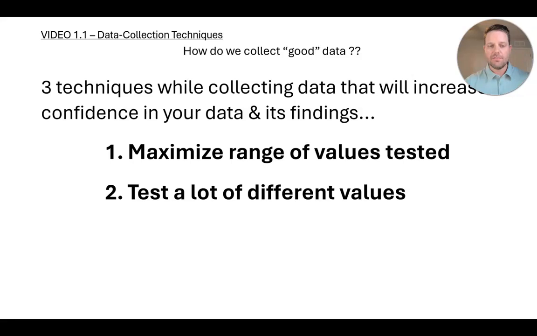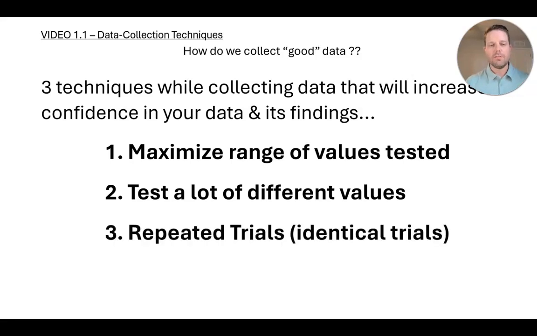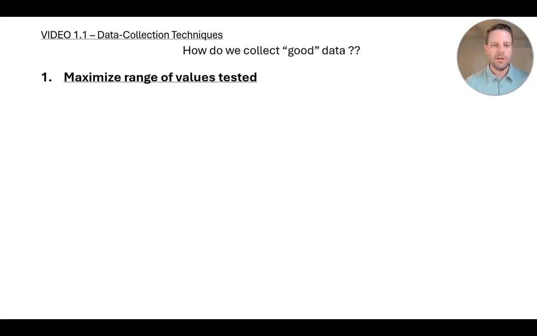We want to choose a lot of different values to test, and then we want to do at least some sort of repeated trials to some extent in order to increase that confidence as well. So we're going to go one by one through these. We're going to start with maximizing the range of values tested, to explain how we do that, what that means, and why it's important.